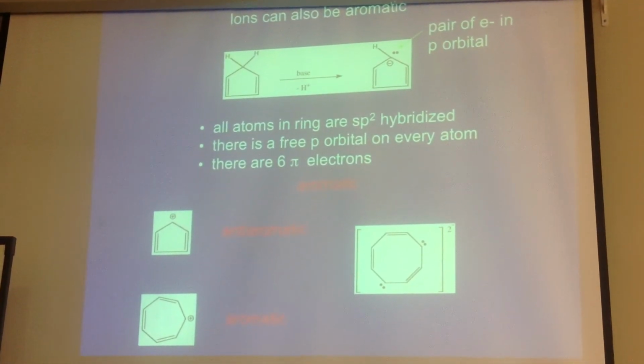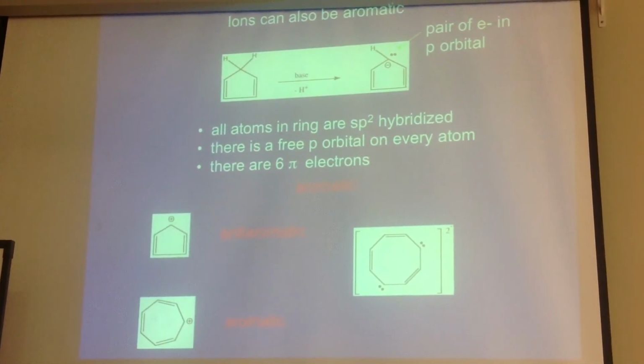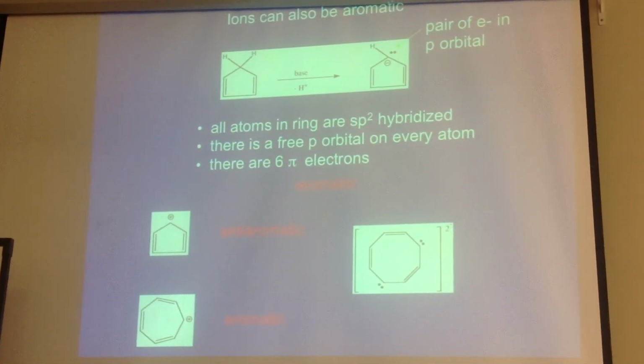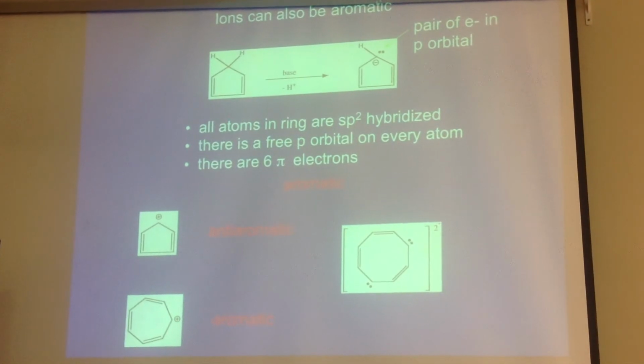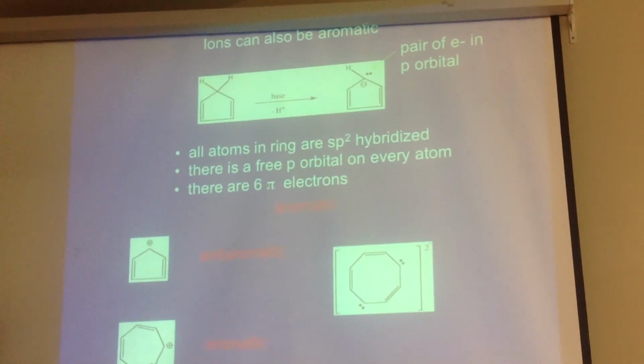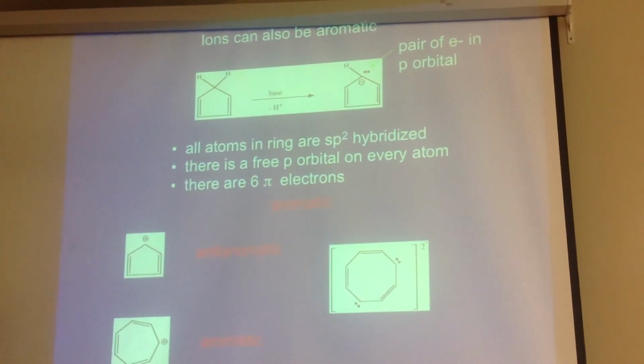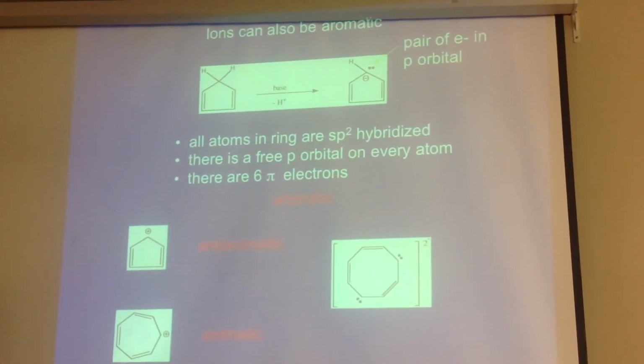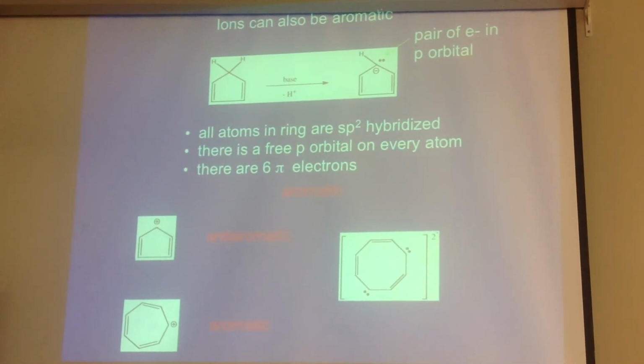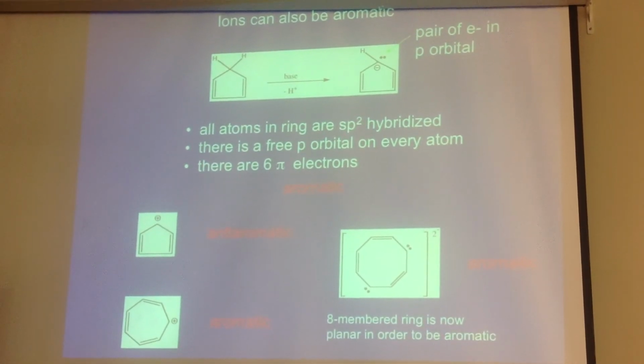All right, how many pi electrons if I make all those assumptions? We can count the lone pairs now, right? Because we're throwing them into p orbitals. So 2, 4, 6, 8, 10 pi electrons. Does that fit 4n plus 2? Yes. It does. So it turns out that this is aromatic.